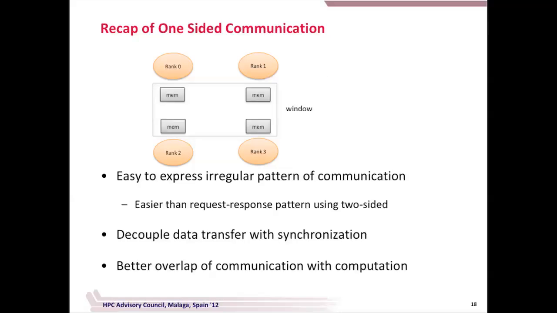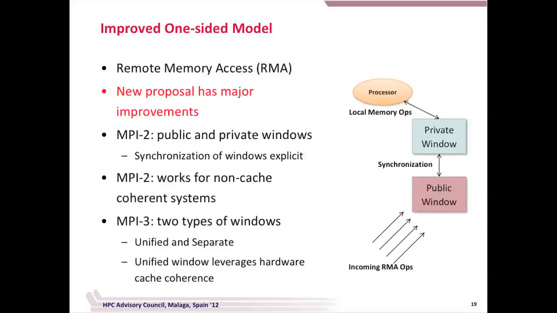So take a look at some of the one-sided communication. As I mentioned earlier, one-sided communication provides a way for different processes to talk to each other using get and put communication models. And this makes it easy to express irregular patterns of communication. If you take some memory from each process and create a window, rank 0 can write here, rank 2 can read here, or rank 3 can put the data and rank 1 can read. It becomes much easier to write applications. The idea is to decouple data transfer from synchronization so that we can achieve better overlap of computation with communication. Now, MPI 2 already had this kind of one-sided communication.